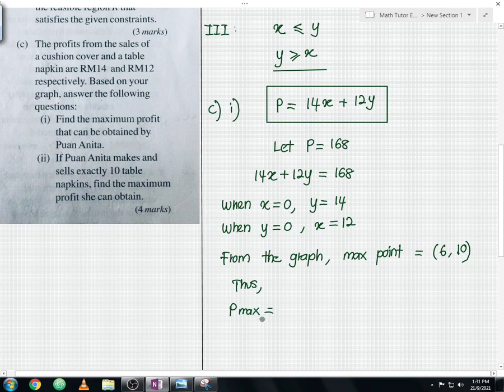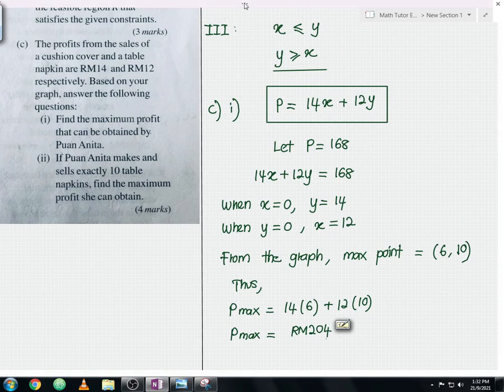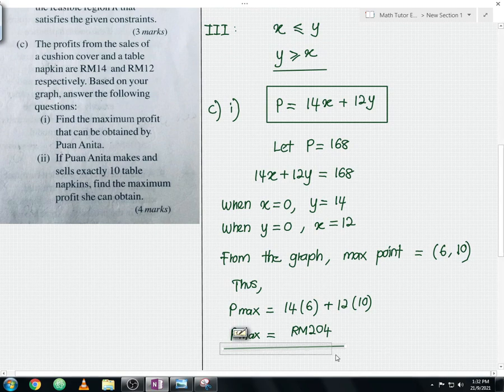is equals to, so sorry guys, it's lagging. It's equals to 14 times 6 plus 12 times 10. You calculate this, you should get your maximum profit is equals to 204 ringgit. So let me underline the solution for the question C, part 1. We have already done with the question C, part 1.